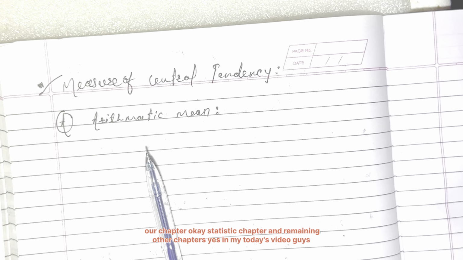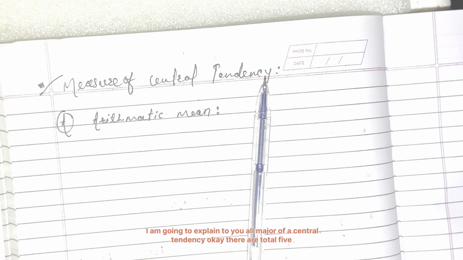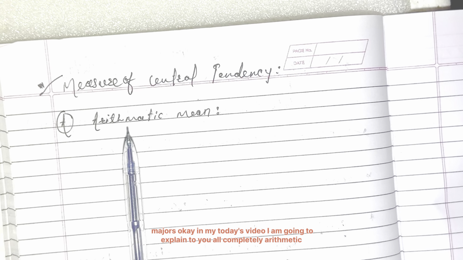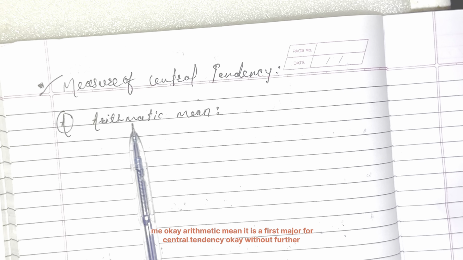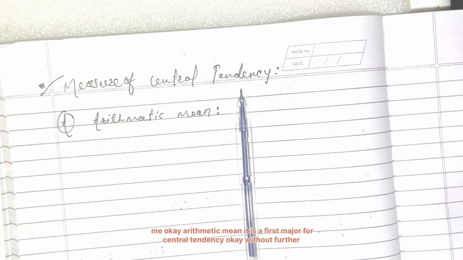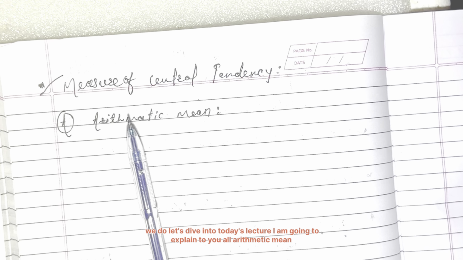Yes, in today's video, guys, I'm going to explain all the measures of central tendency. There are a total of 5 measures. In today's video I'm going to explain arithmetic mean completely. Arithmetic mean is the first measure of central tendency. Without further ado, let's dive into today's lecture. I'm going to explain arithmetic mean.